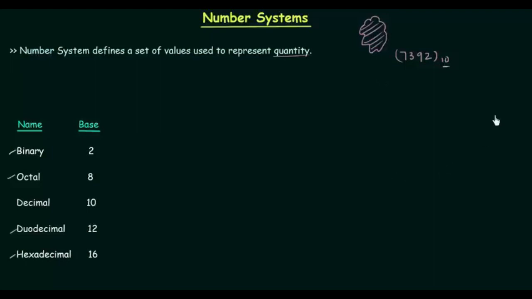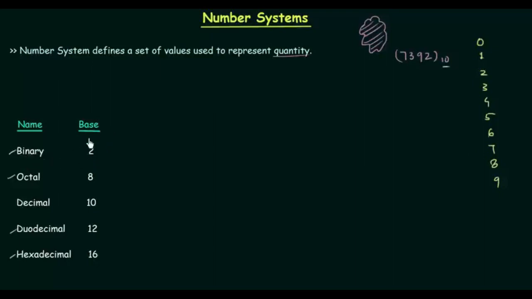There are 10 different digits in the decimal number system, from 0 to 9: 0, 1, 2, 3, 4, 5, 6, 7, 8, 9. These are the 10 different digits. In case of the binary number system, we have two different digits.